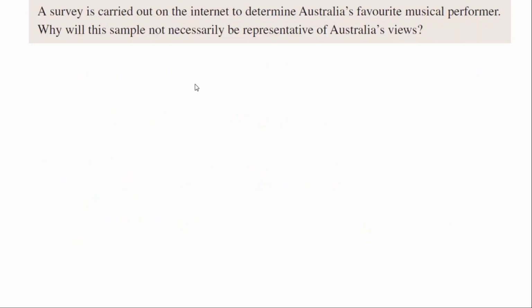Let's have a go at another example here. Surveys carried out on the internet to determine Australia's favourite musical performer. Why would this sample not necessarily be representative of Australia's views? All right, so this question tells us that it is biased and we've got to tell them why. For this question, I might mention stuff like not everyone has access to the internet survey, or maybe people that spend more time on the internet would like different musical performers. Just a couple of suggestions you might have in your answer.